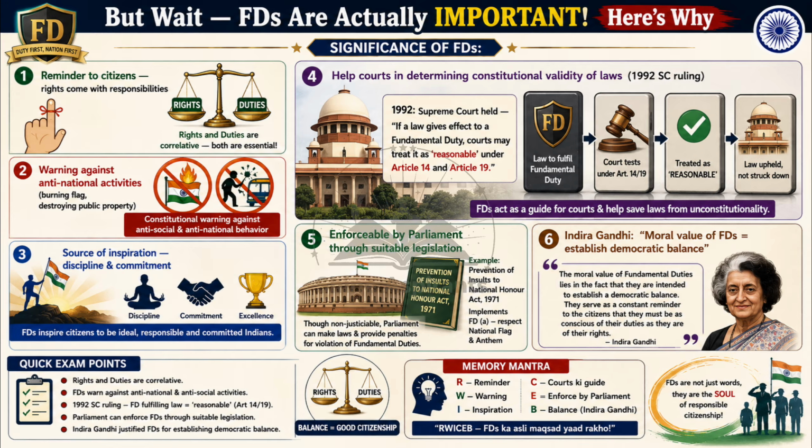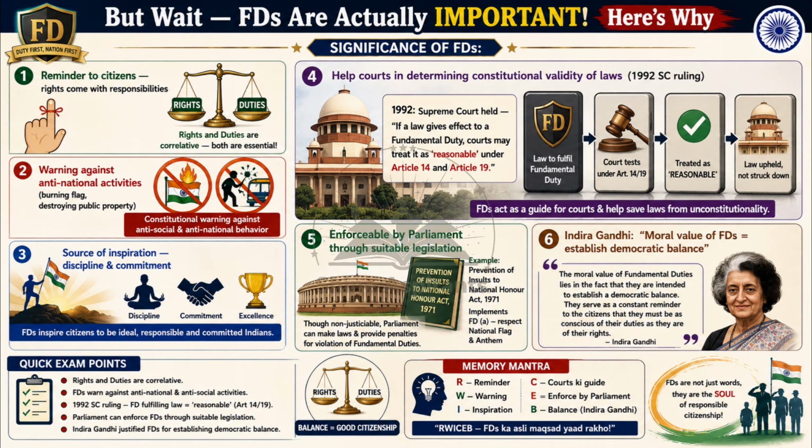Point 4. Courts use them to validate laws. The 1992 Supreme Court ruling is landmark. If a law seeks to give effect to a fundamental duty, courts can treat it as reasonable under Articles 14 and 19 and thus save it from being declared unconstitutional. This is a very powerful indirect role. Point 5. Parliament can legislate. Parliament has already enacted laws that enforce fundamental duties, like the Prevention of Insults to National Honour Act, 1971. So they are not completely toothless.